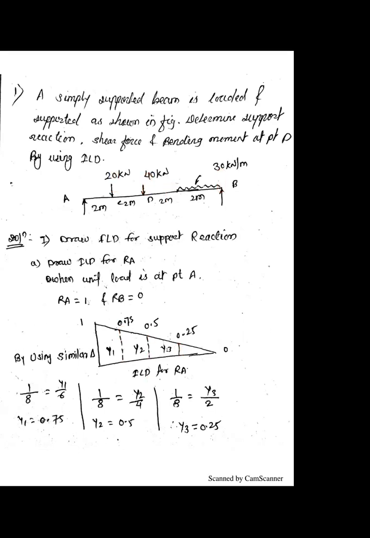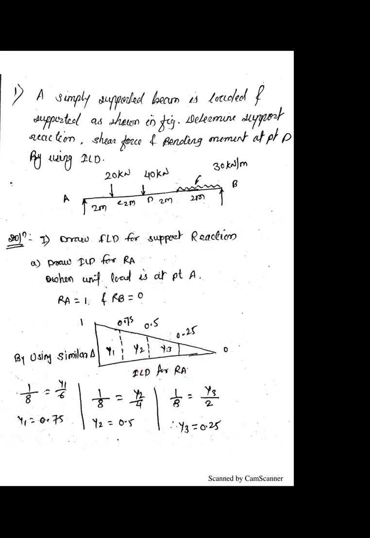Okay. Means what? After drawing the ILD for RA, for RB, shear force and bending moment, draw the coordinate for given load or external load. Okay. So after drawing the lines of coordinate y1, y2 and y3. Okay. How to calculate y1, y2 and y3?